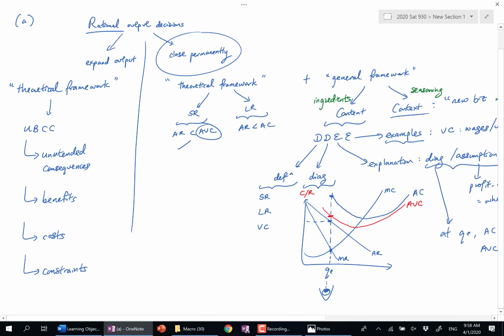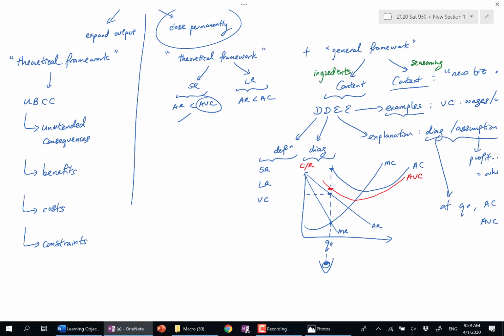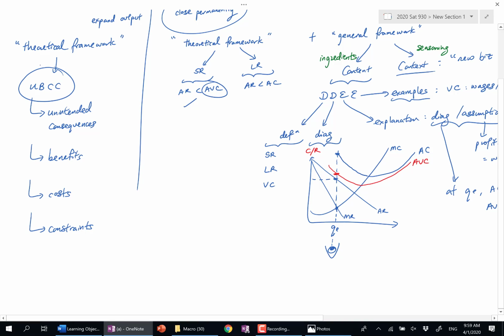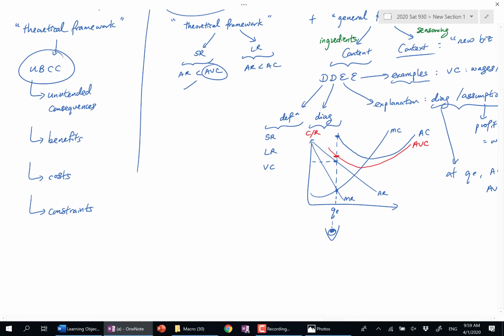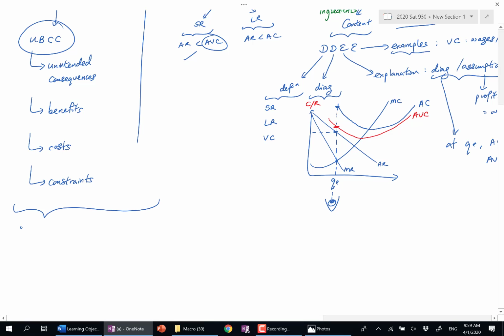Because decision making is here to stay. We'll be making use of this quite regularly, okay? So UBCC, okay? Whenever you use UBCC, let me give you some general comments, okay? It's used when a question has certain keywords like rational or decision-making process. Okay. So this is how you know when to use it.